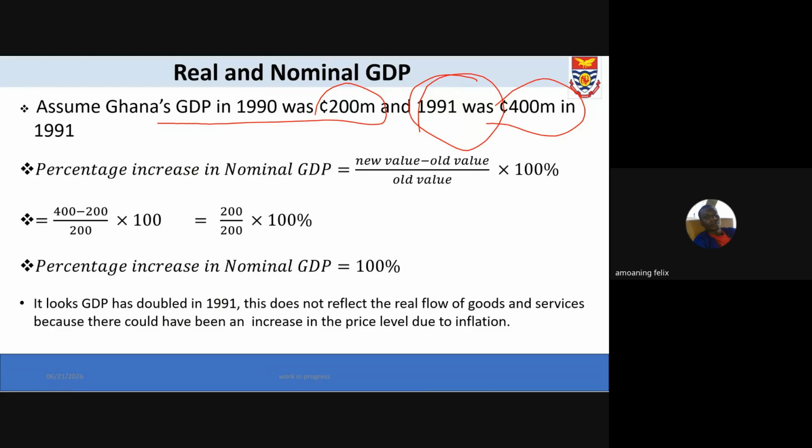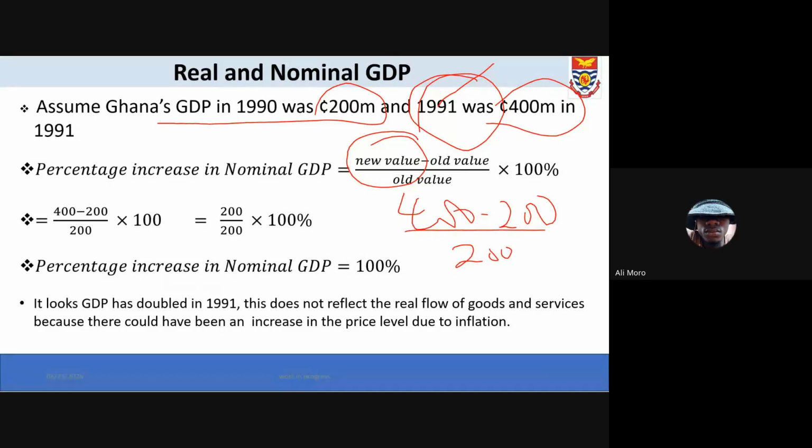Or do you want us to calculate it? So if I want to calculate it, it's going to be the new year value, my current year. Which one is the new year? 1991 is our new year. So we are going to have 400 minus the old year, which is 200, divided by 200, which is the old year value, times 100. That's how we calculate for growth rate.